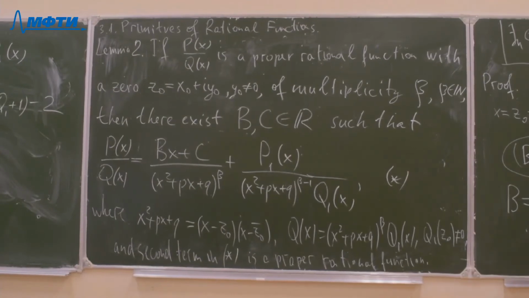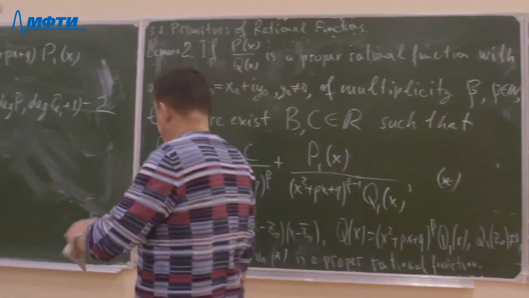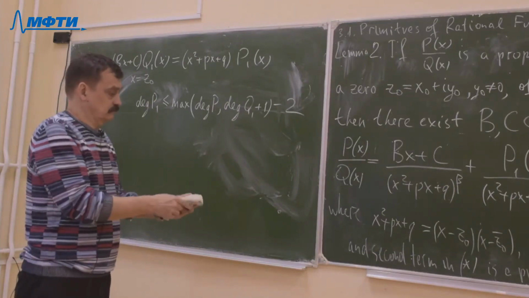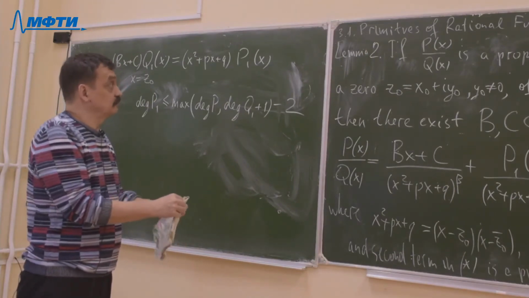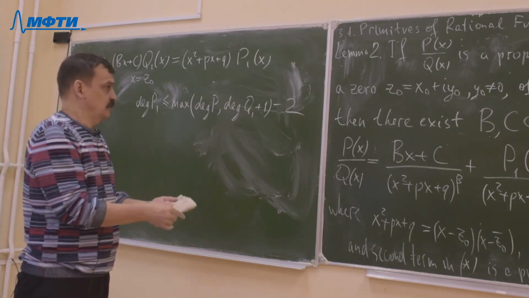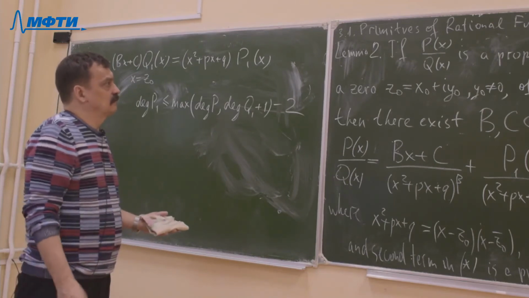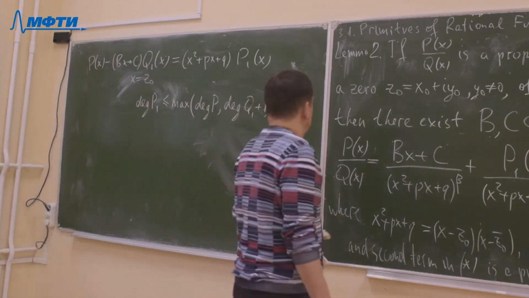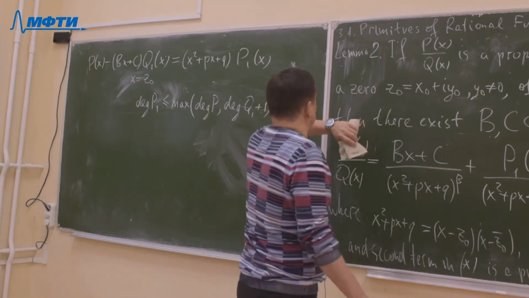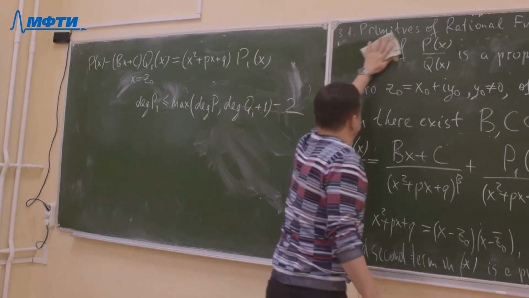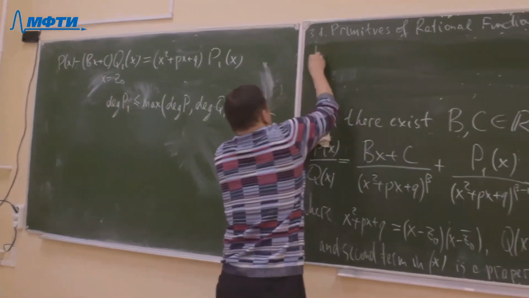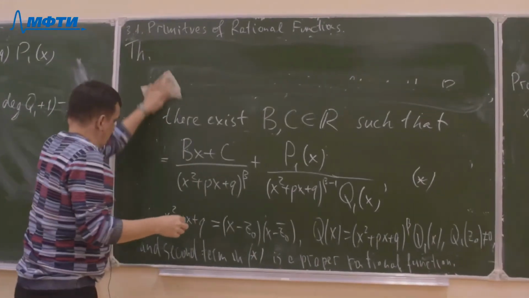Okay, now lemma 2 is proved, and we can not find, we can prove the main theorem of this section, which gives also an algorithm to compute integrals of rational functions. So, theorem. There is only one theorem here in that section.